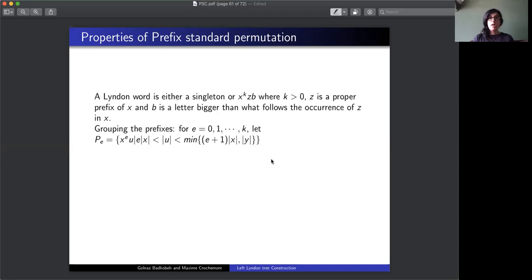So we know that a Lyndon word is either a singleton, or it can be written as x to the power of k, z b, where z is a prefix of x. So what we did, we tried to group the prefixes based on the ending position. So group E is where the prefix looks like x to the power of E u, and the ending point sits within the occurrence of the period x. So the prefixes in group one, P1, are the ones whose ending position is within the first occurrence of the period and the second occurrence of the period.